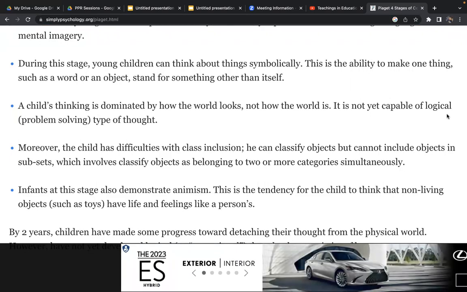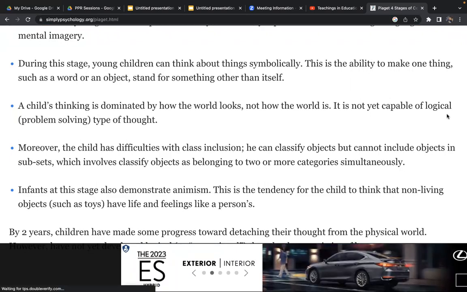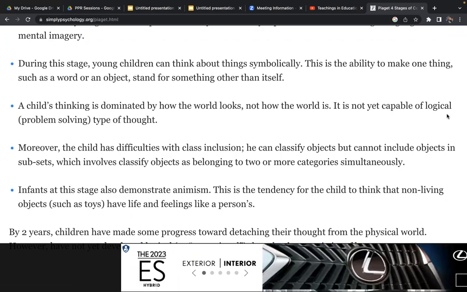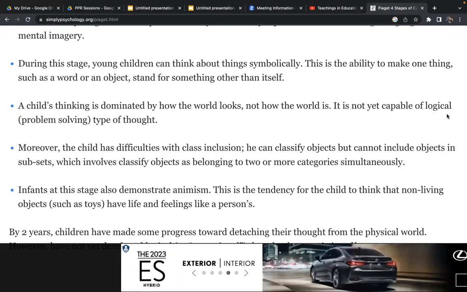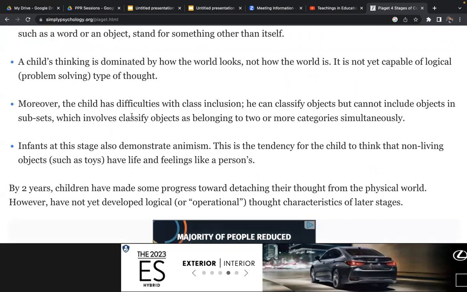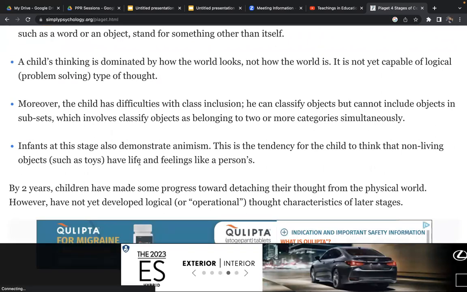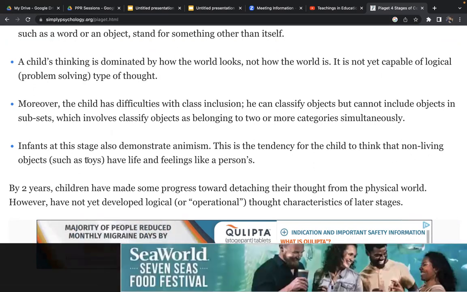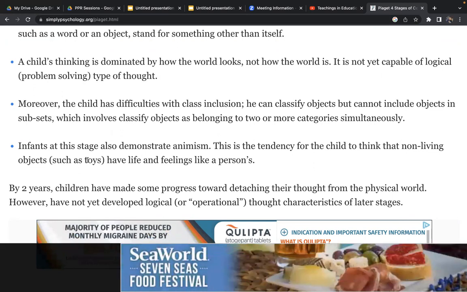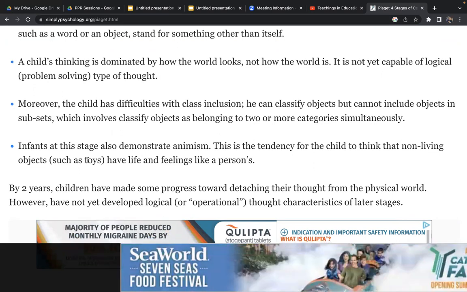Moreover, the child has difficulty with class inclusion. He can classify objects, but cannot include objects in subsets. This involves classifying objects as belonging to two or more categories simultaneously. So that's an extended skill. Children at this stage also demonstrate animism. This is a tendency for a child to think that non-living objects such as toys have life and feelings like a person.